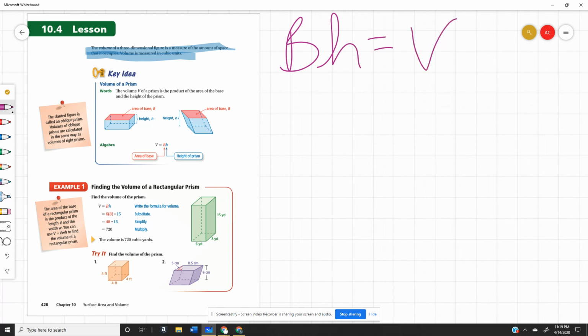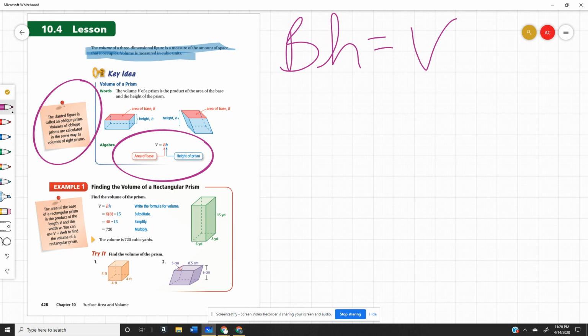And it says the slanted figure is called an oblique prism. Volumes of oblique prisms are calculated in the same way as volumes of right prisms. And this one right here is a right prism just because it's made up of right angles. Okay? So again, here's our formula. V equals area of the base times the height. So the first thing we're going to figure out is what's our base, and then we're going to calculate the area of it, and then we're going to multiply it times the height.